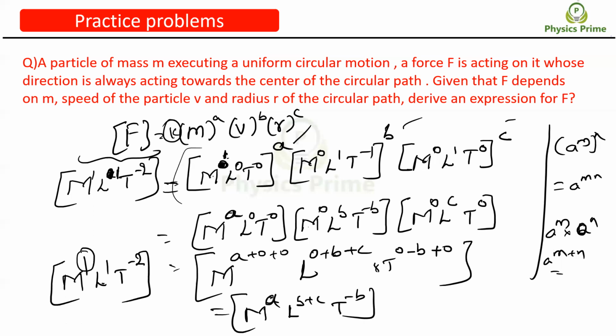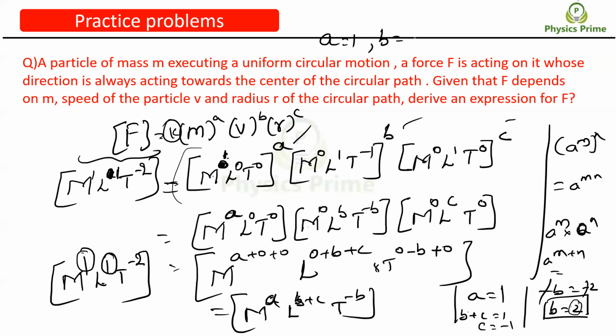Can I write it as A is equal to 1 as of now? Yes, sir. B plus C is equal to 1, because L power 1 is there in the left side. Here, right side, it is L power B plus C. So both should be equal, meaning B plus C should be equal to 1, right? And minus B is equal to minus 2, minus 2 cancel, B is equal to 2, right? If B is equal to 2, I substitute here, I will get C is equal to minus 1. What are the values? Tell me. A is equal to 1, B is equal to 2 and C is equal to minus 1.